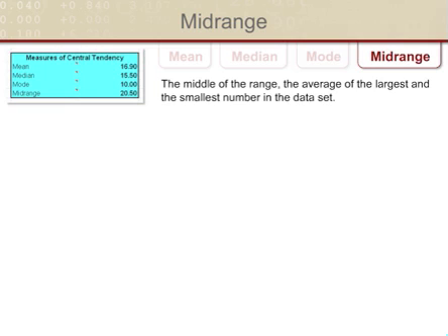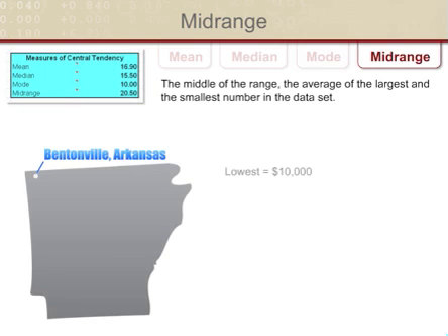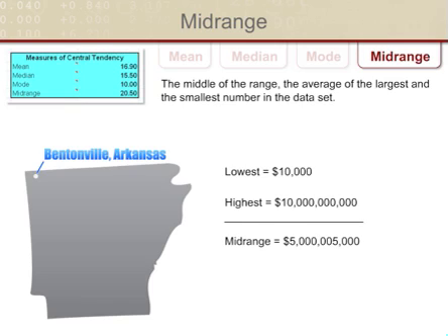So when we go to Bentonville again, if the lowest income person is making, let's say, $10,000 a year, and then you have a billionaire averaged into that, well, then the midrange is $5 billion and 5,000. Because the midrange is only using the extreme largest and the extreme smallest, giving each one half the weight. Well, when you have outliers galore, that's not a good statistic to use. So why use it at all?